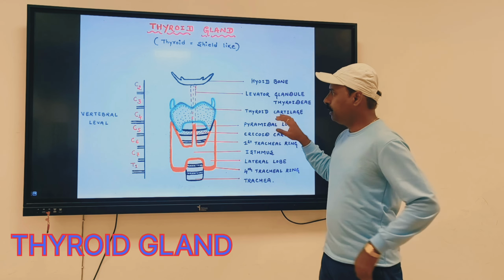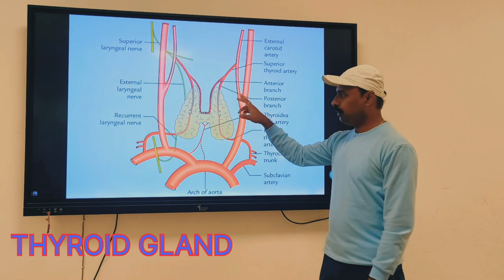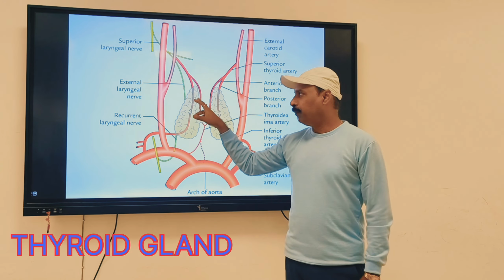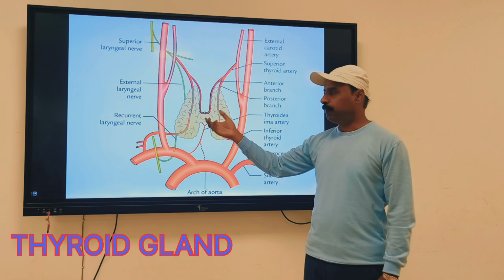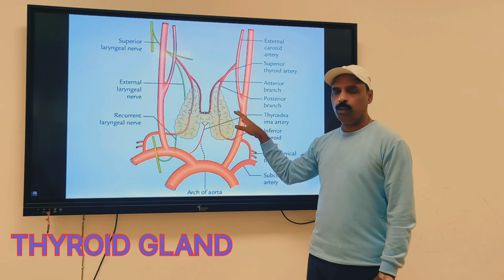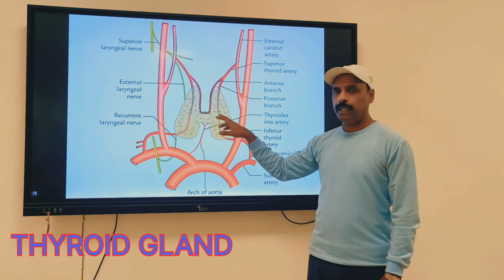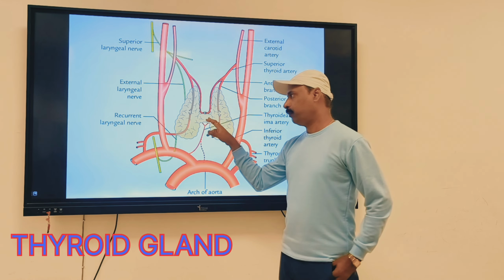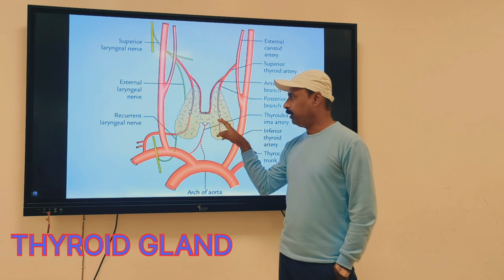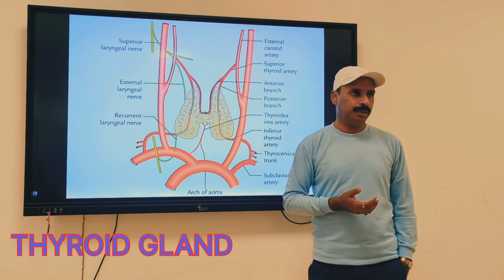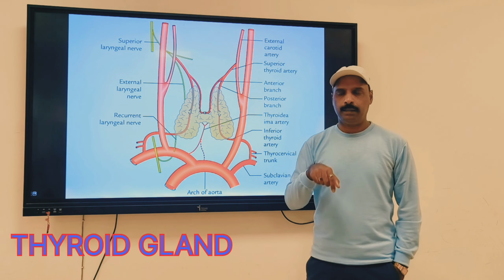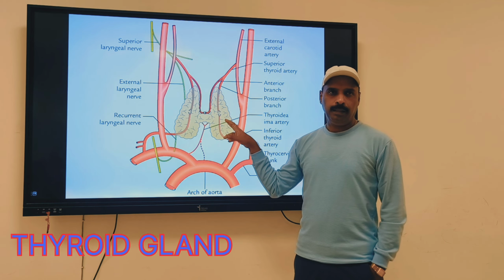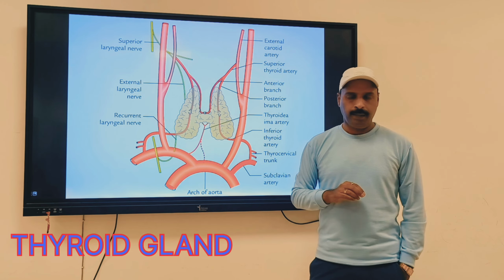When you see the structure of the thyroid in the neck region, it is a bilobed structure that appears like two lobes, a right lobe and a left lobe, connected by the isthmus. The isthmus is the one middle part which connects them. Actually it appears like an H shape. You can see the capital letter H, and you have to remember that.